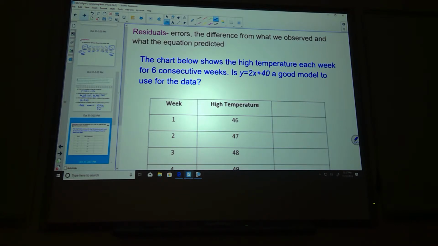So residuals is the difference from what we observed and the equation predicted. The chart below shows the high temperature each week for 36 consecutive weeks. Is y equals 2x plus 40 a good model to use for the data or bad? I have the hiccups, excuse me. Good. All right.